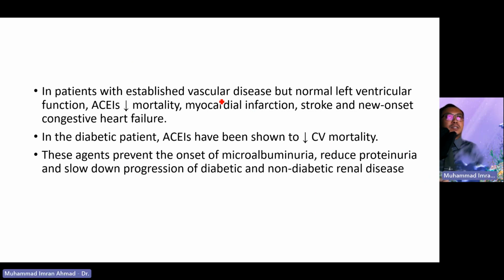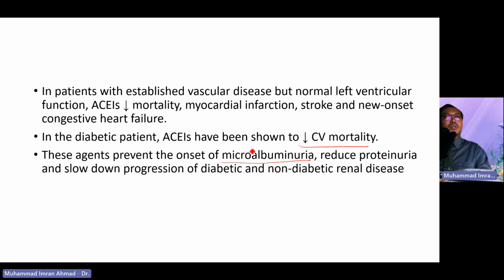And in patients with established vascular disease but normal left ventricular function, ACE inhibitors reduce mortality, myocardial infarction, stroke, and also new onset congestive cardiac failure. So this is basically the selling point for why we should use ACE inhibitors. In diabetic patients, ACE inhibitors have been shown to reduce cardiovascular mortality, and they prevent the onset of microalbuminuria.